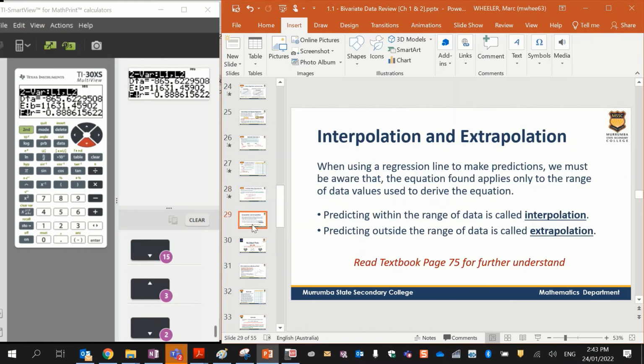So one thing on predicting is interpolation and extrapolation. When we're using a regression line to make predictions, we must be aware that the equation found applies only to the range of data values used to derive the equation. So when we're predicting within the range, this is called interpolation, and when we're predicting outside the range, it's called extrapolation. The easiest way to show you this is just to go back to this table.